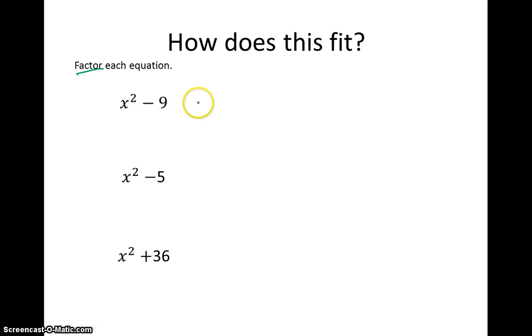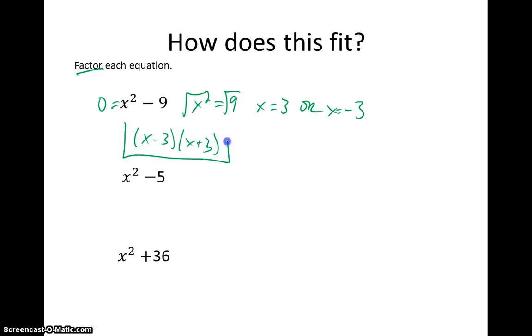If we add 9, we'd have x squared. So if we set this equal to 0, let's say, x squared equals 9. And then take the square root of both sides. Remember, when we take the square root, you take the positive and the negative. So x could be 3, or x could be negative 3. So I just found the zeros because I set it equal to 0. So the factor theorem tells me the factors are x minus 3 and x plus 3. So if I can find the zeros, I can just factor it by using the factor theorem.